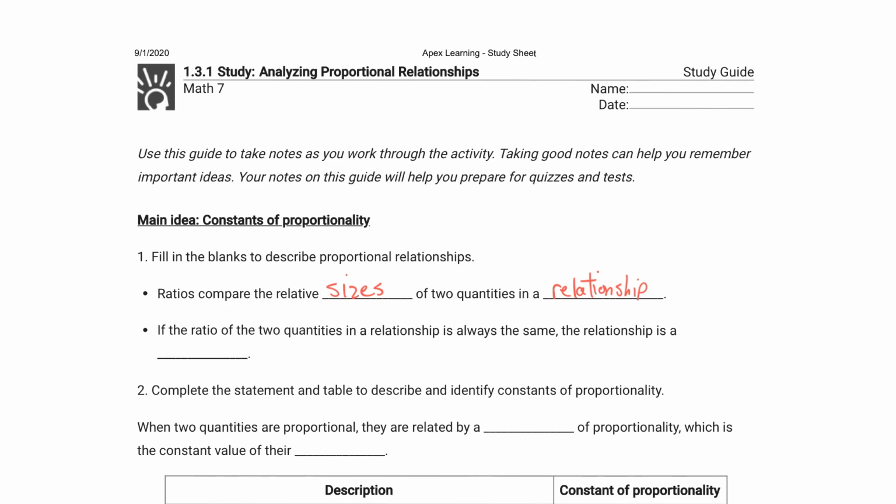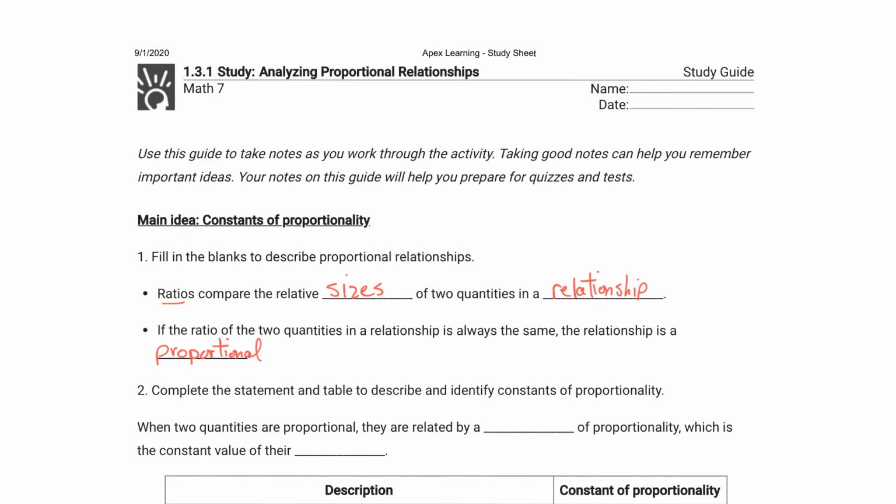Really, ratios are fractions. Okay, let's not forget that. If the ratio of two quantities in a relationship is always the same, the relationship is proportional. And remember, two equal fractions make a proportion.